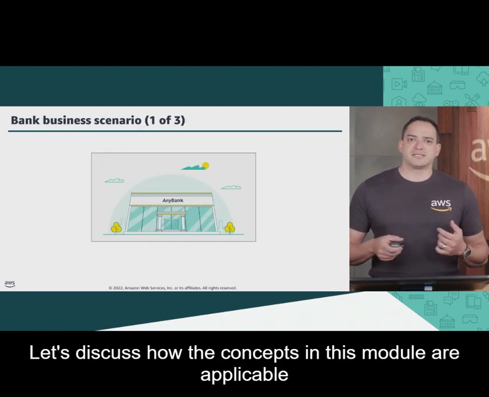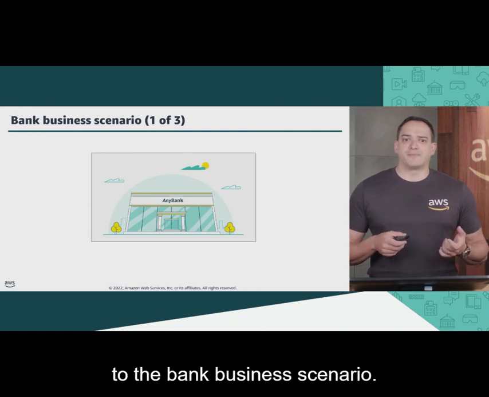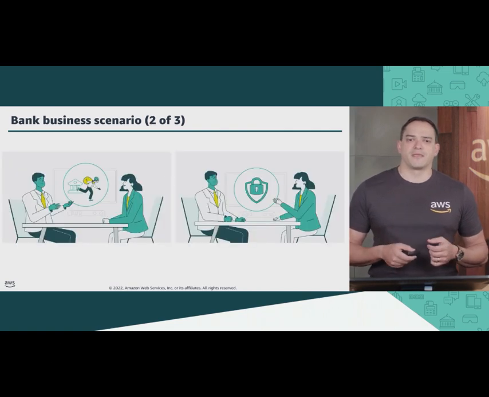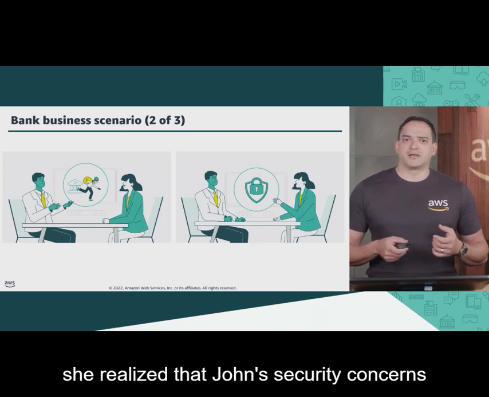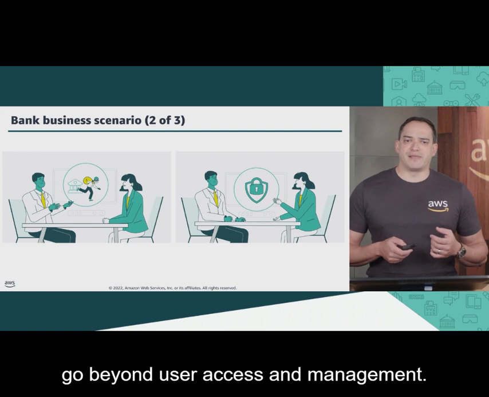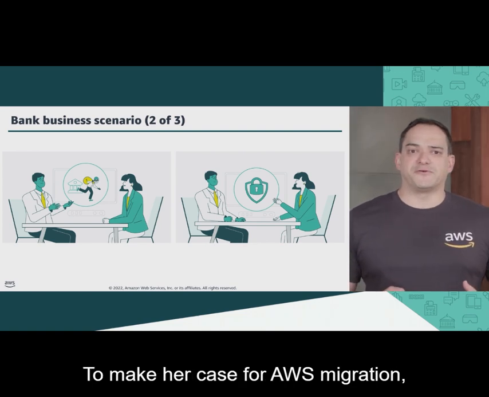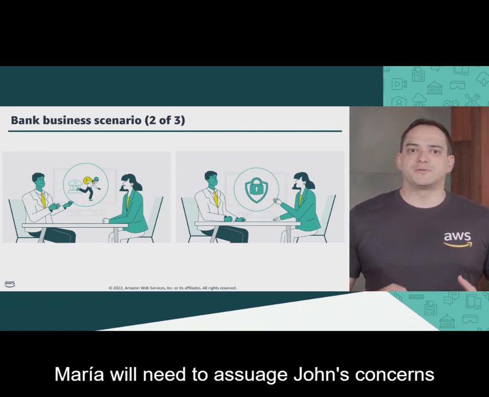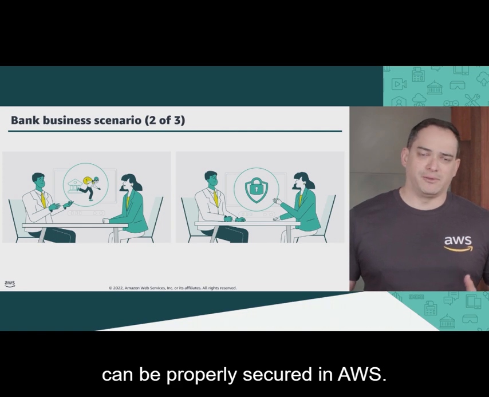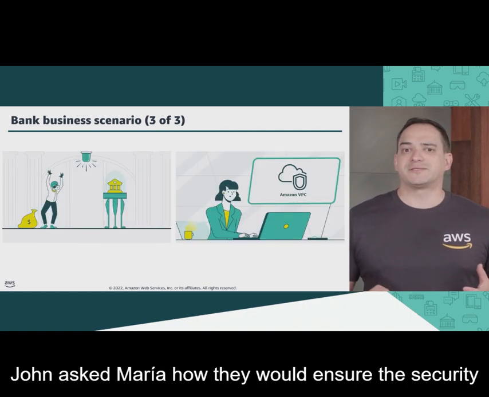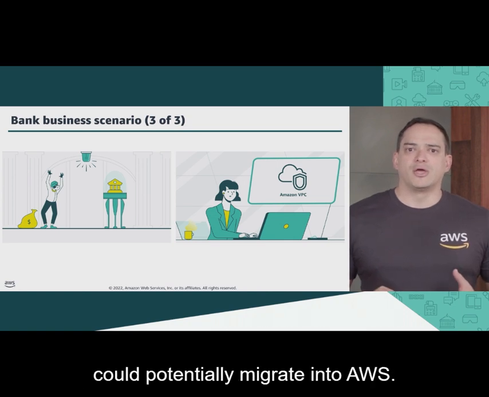Let's discuss how the concepts in this module are applicable to the bank business scenario. After Maria's last meeting with John, she realized that John's security concerns go beyond user access and management. To make her case for AWS migration, Maria would need to assuage John's concerns by helping him understand how the bank's infrastructure can be properly secured in AWS. John asked Maria how they would ensure the security of the infrastructure that any bank could potentially migrate into AWS.